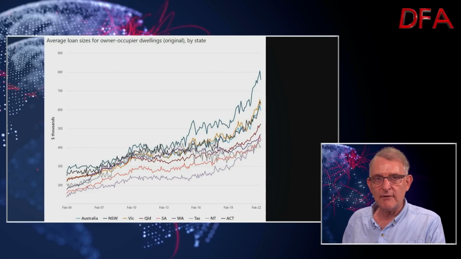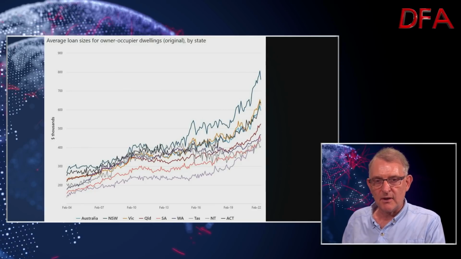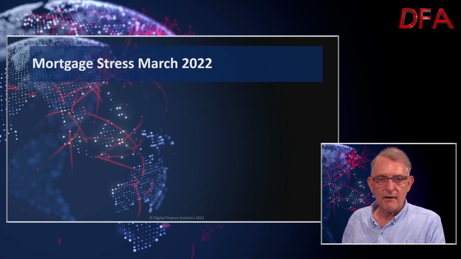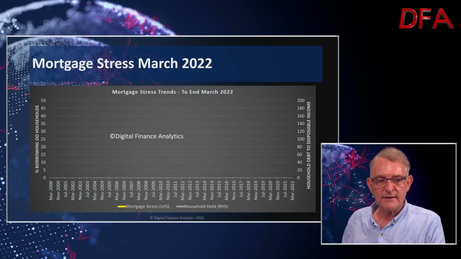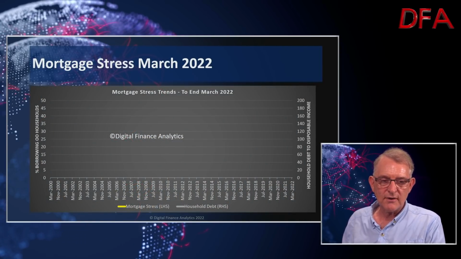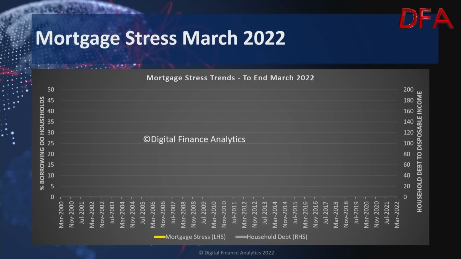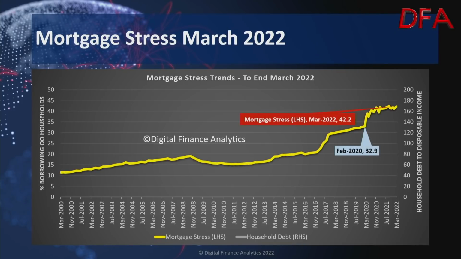So people are getting leveraged into bigger loans because of the low interest rates. Now, that takes us nicely to the mortgage stress. This is to March, and this is based on my analysis. The first thing to say is that mortgage stress is now at 42.2% of households. That's pretty much as high as it's ever been. So it's an increase from last month. And it's worth noting the significant move compared with February 2020, when it was 32.9.